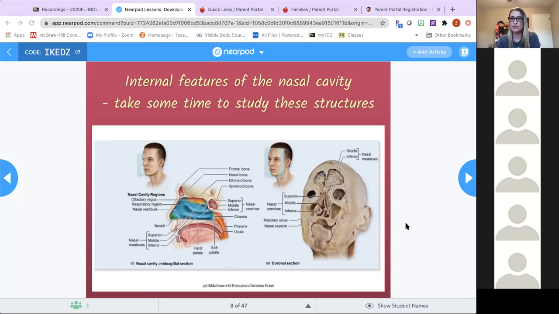Okay. So that's that. Make sure you're able to tell me that meatuses are the spaces, conchi are the bony parts, and be able to label these things on this image right here.